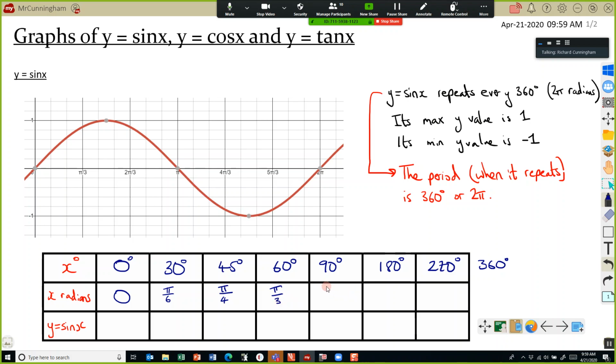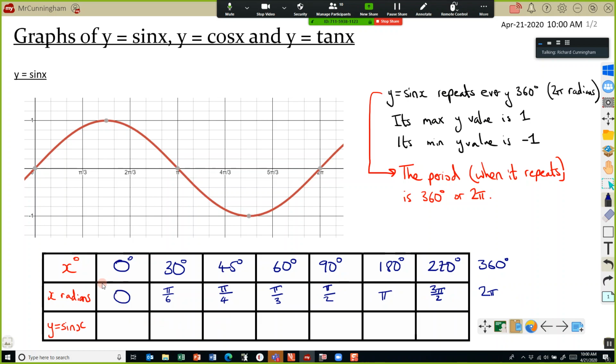Pi over 3. 90 degrees in radians? Pi over 2. 180 divided by 2 is 90. 180 degrees is just pi. What about 270 degrees? Good, 3 pi over 2. What do I do to 90 to get up to 270? I multiply it by 3. And 360 is 2 pi.